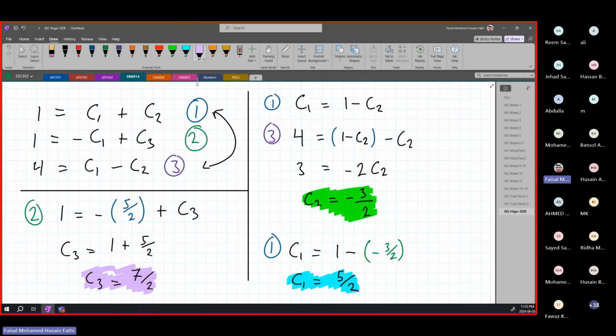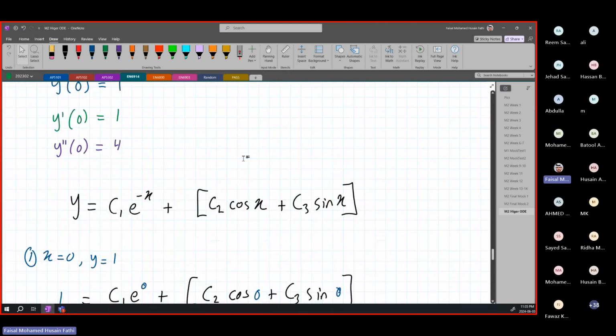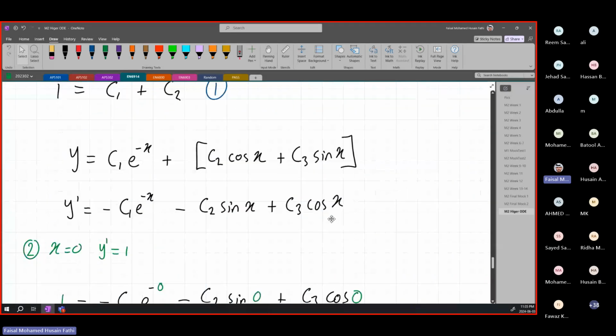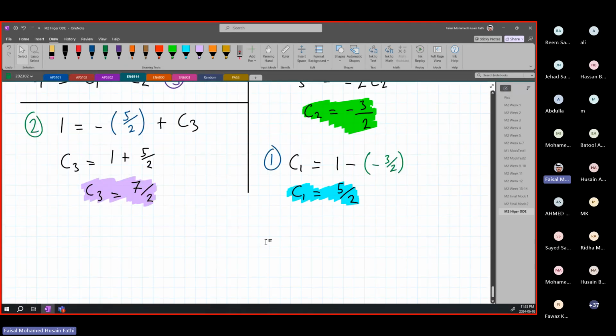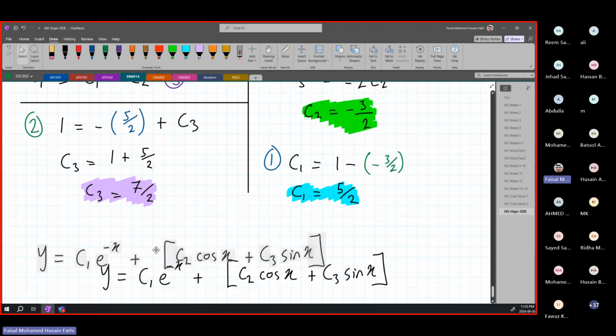After solving for all these constants, we go get the original general equation that we found, which is here, and we just plug in the values for C1, C2, and C3 as we have found them. So this is our equation.